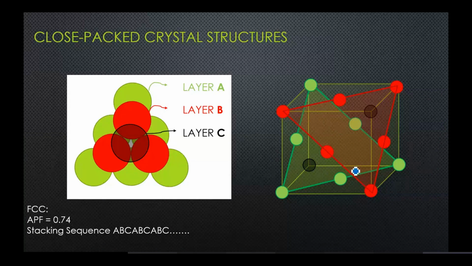If you look at these triangular planes, they are the close packed planes in an FCC unit cell. And if this is my origin, these planes are essentially 111 planes. These are known as 111 planes. These are the closest packed planes in an FCC crystal structure. I hope it is clear to you guys.